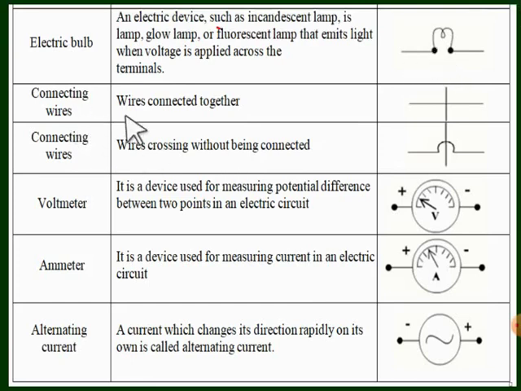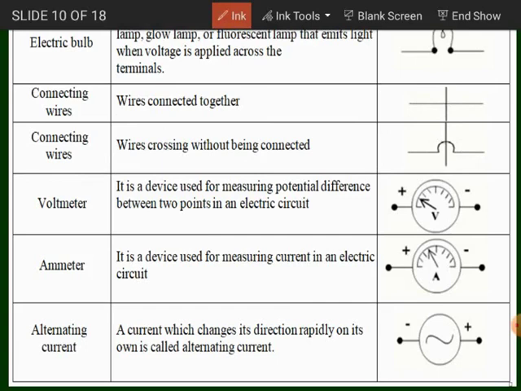Now next is connecting wires. If two wires, one horizontal and one vertical, are connected here, then there should be a dot at this junction, between this connecting line and this connecting line. So if they are joined, there should be a dot mark here like this. Got it? And in the case of wires which are not connected, even though you draw two lines one above the other, it doesn't mean that they are connected.